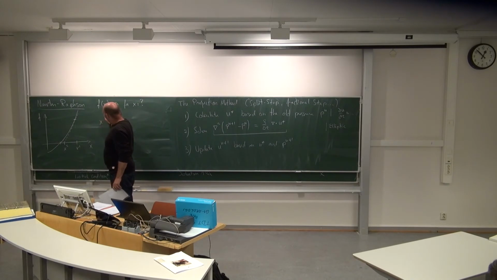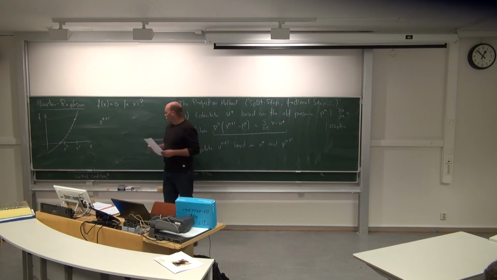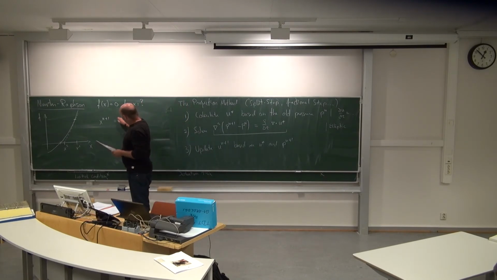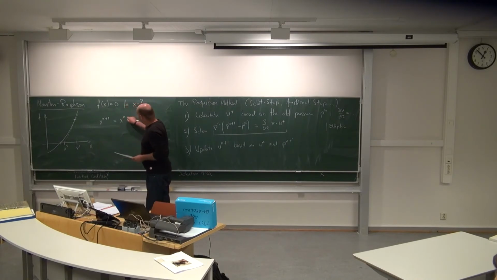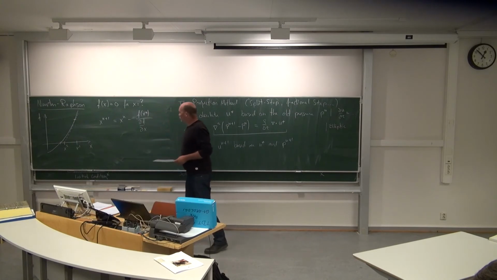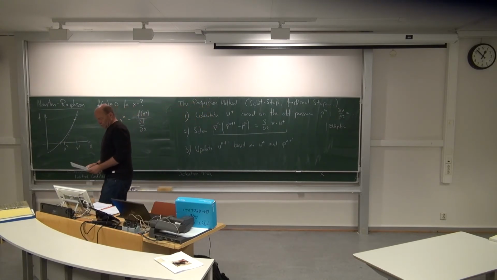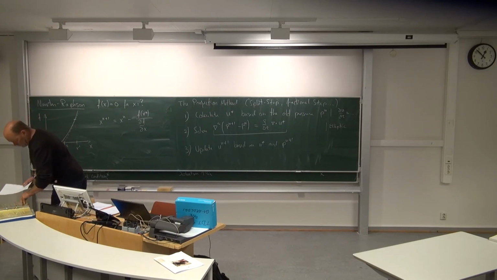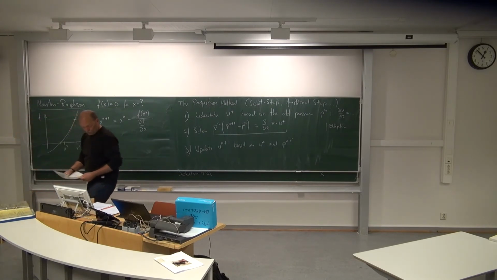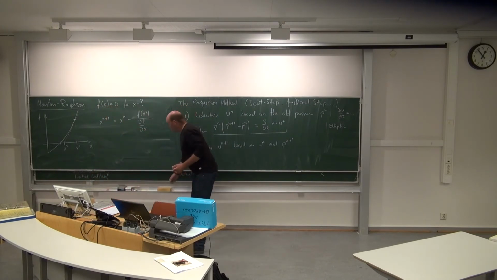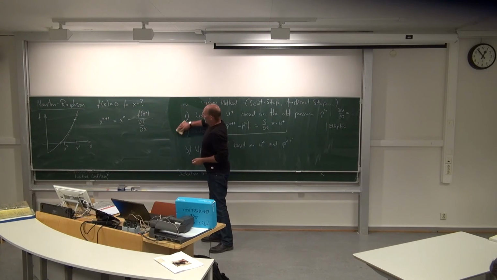So the recipe: x number n plus 1, where n means the iteration number, is based on the previous iteration, minus the last function value divided by the derivative with respect to x at that location. So this is the classic Newton-Raphson, when you have a function changing with only one variable.